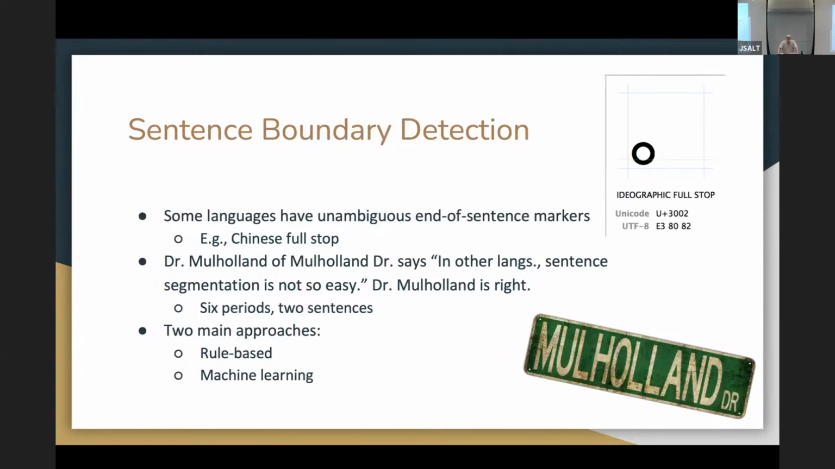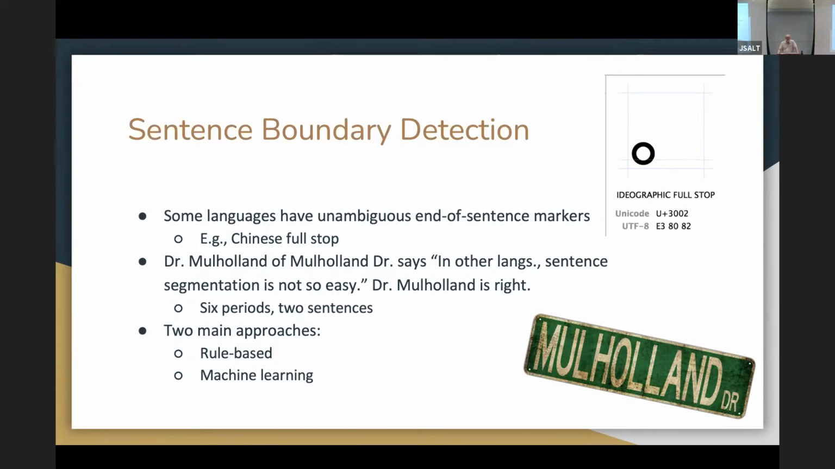Sentence boundary detection in English is actually pretty hard. In some languages it's not, because the Chinese full stop character, for example, is an unambiguous end of sentence marker. Periods in English are a big problem. Dr. Mulholland of Mulholland Drive says that in other languages, sentence segmentation is not so easy, et cetera. There are 6 periods here, only 2 sentences. Okay, so how do you know whether a period ends a sentence or not?